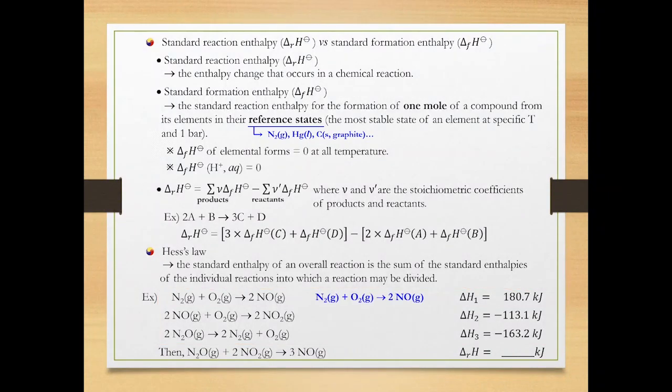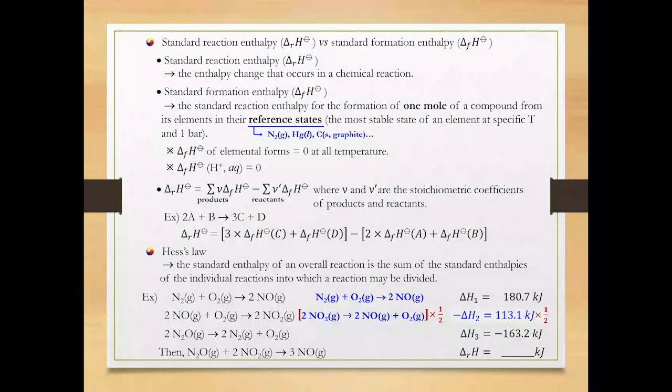Use the first reaction and its reaction enthalpy as is. Reverse the second reaction. Don't forget to change the sign of the reaction enthalpy. And then multiply both by 1/2.